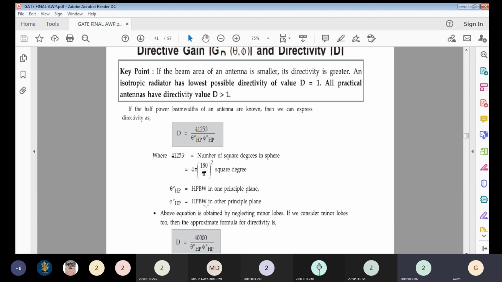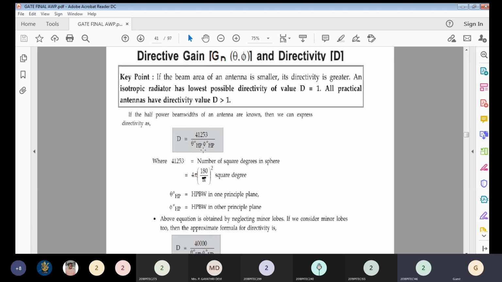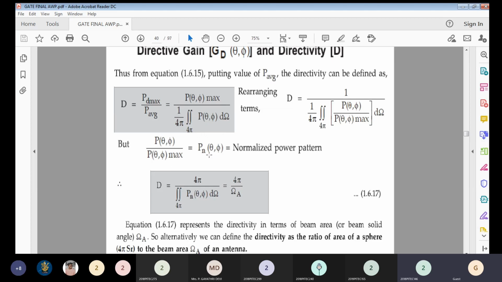This is directivity, and this is the formula for calculating the directivity in terms of the field pattern, theta and phi. If the field pattern is given, how can we find the directivity? Generally, directivity D equals 4 pi by omega A, that is, 4 pi by the beam solid angle. We represent the directivity in terms of the beam area, the beam solid angle.